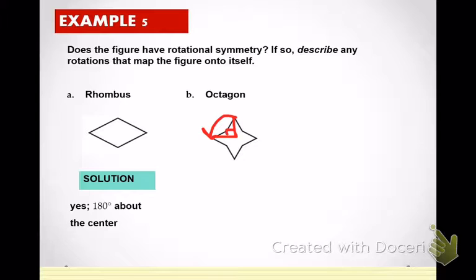Let's see here. On the quiz, I just asked you for the smallest number, so you don't need to list all of them. Like, you could say this has a 90-degree rotation, a 180-degree rotation, 270. All you need to do is name the smallest one.